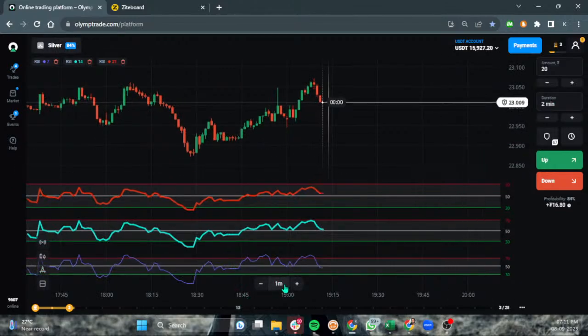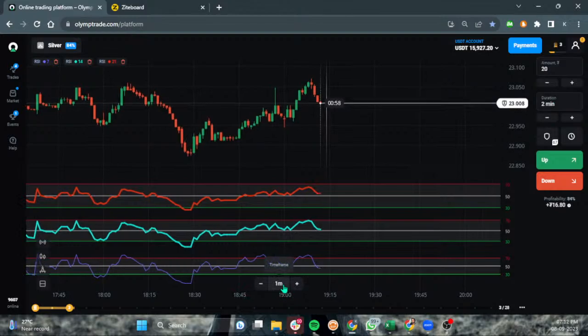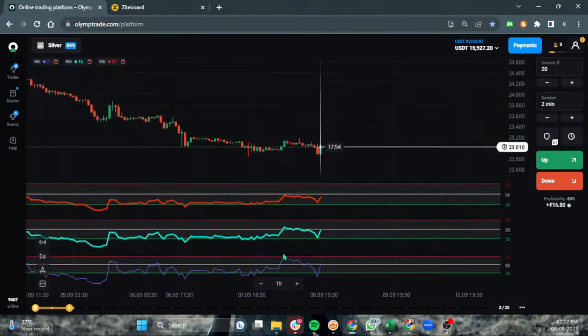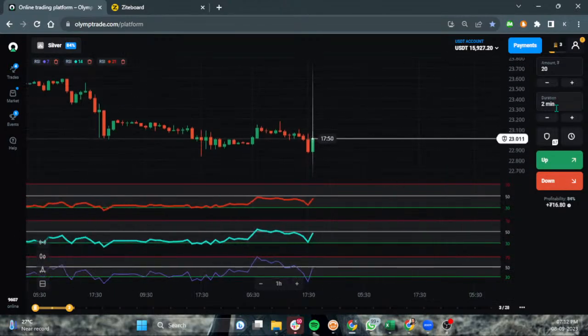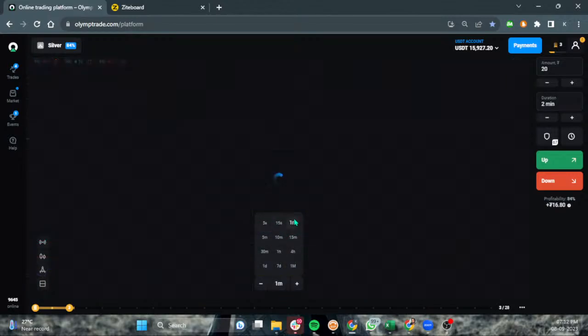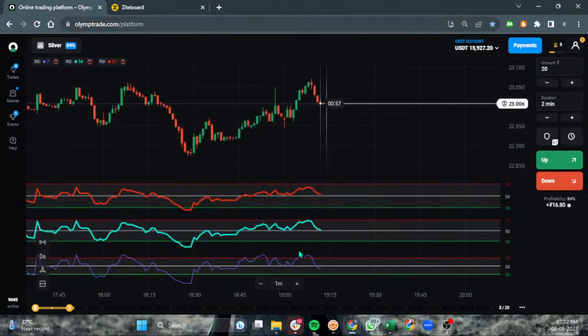Like right now, my time frame is 1 minute. If I change this time frame to 1 hour, the situation is entirely different now. I can't open a 2 minute trade in this case. I have to open for at least 4 hours here. So make sure whenever you're trading on Forex, you change the time frame from here and don't do trading on 1 minute, because that can be really risky for you.